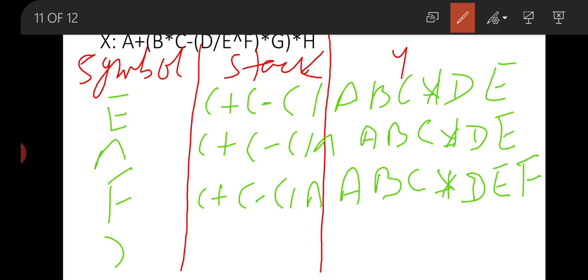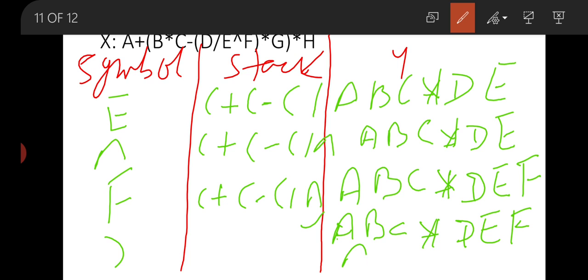Then first of all we have to write the expression a b c multiplied by d e f. Then we are going to pop from the top of the stack. On the top we have the exponent operator, so we pop the exponent operator. Then again we pop the division operator and we get the left parenthesis. Now we are going to stop the pop operation.